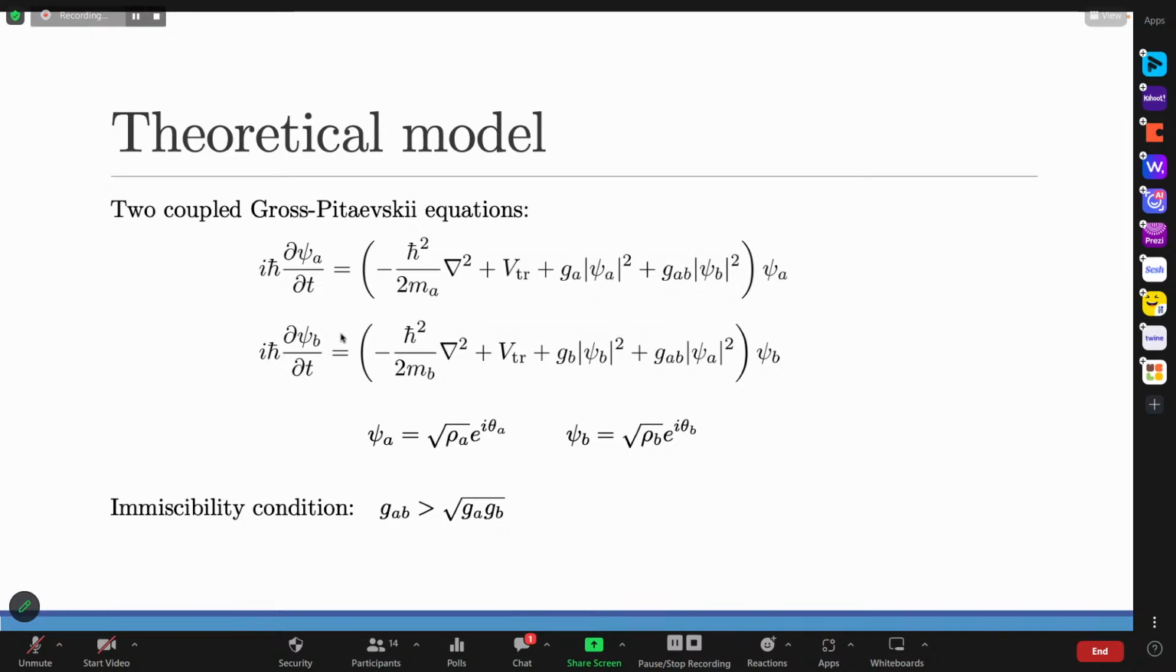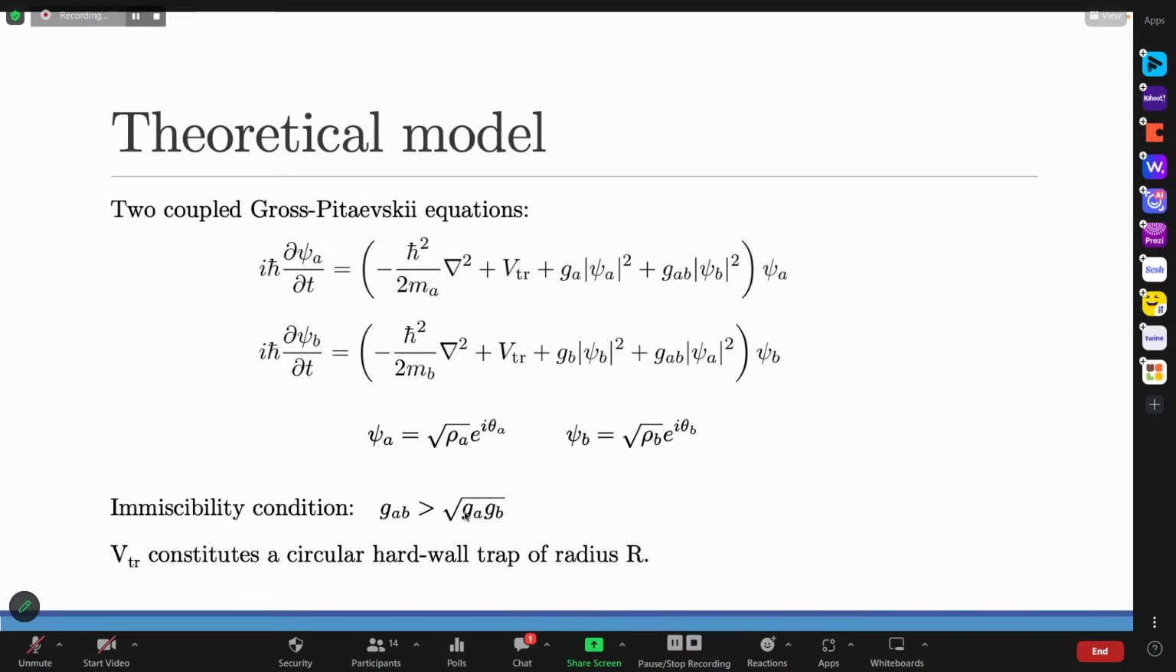To approach the theoretical study of this system, we considered the simplest possible theoretical framework, which is represented by two Gross-Pitaevskii equations coupled by a density-density interaction term. So here we have that the two fluids, Psi-A and Psi-B, interact by means of this density-density interaction, which is assumed to be such that the immiscibility condition is satisfied. So this inequality ensures that component B atoms stay localized within the vortex cores.